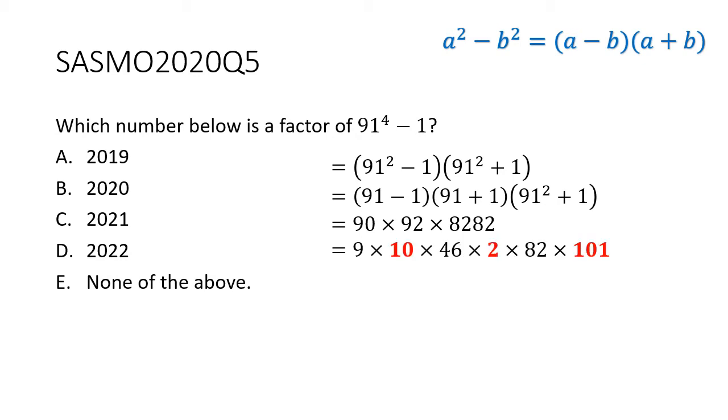Now 90, we can split it up to 9 times 10. 92 is 46 times 2. And 8,282 is 82 times 101. And I've split it up this way because I want these three numbers highlighted in red: 10, 2, and 101, because they multiply together to get 2020, and that's our final answer.